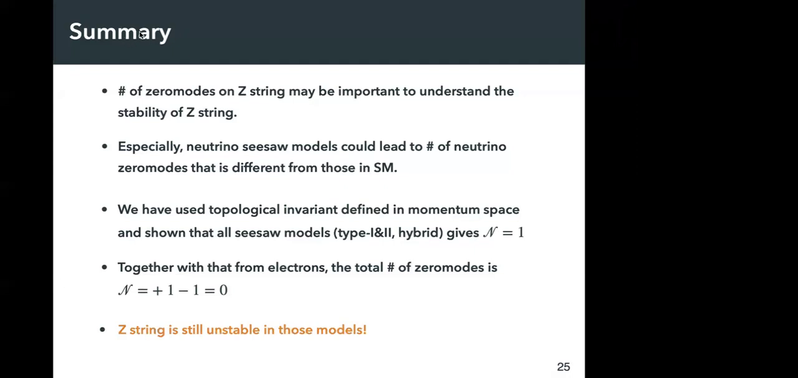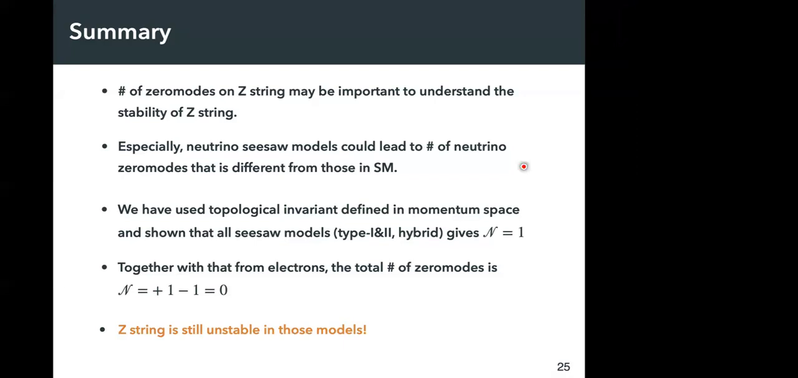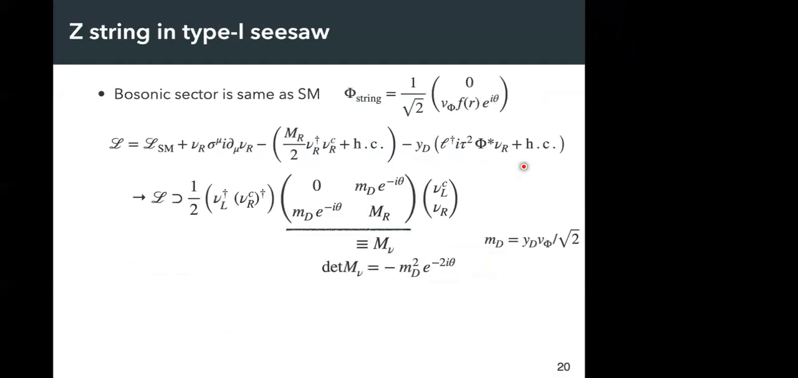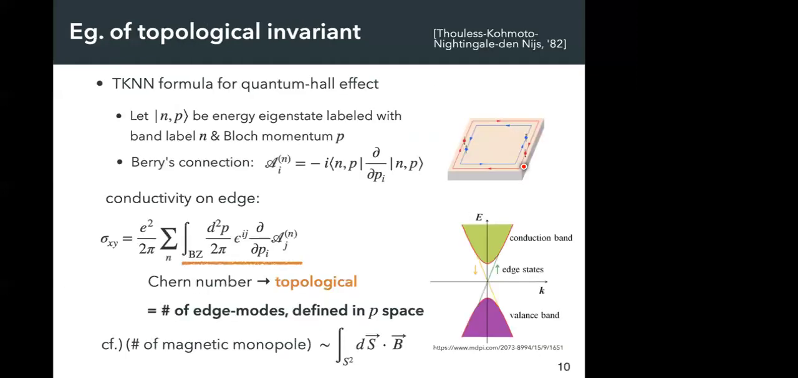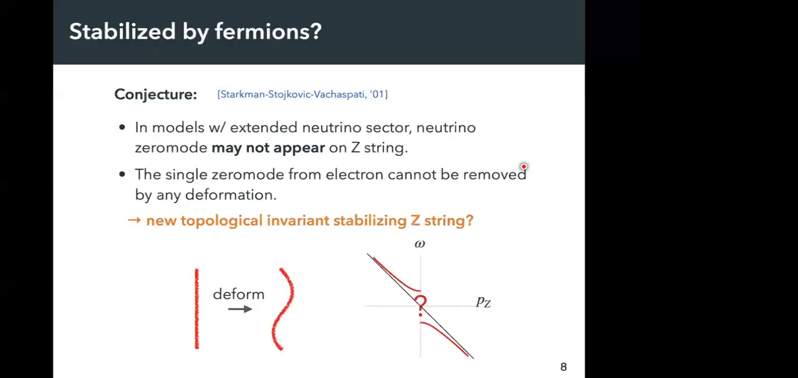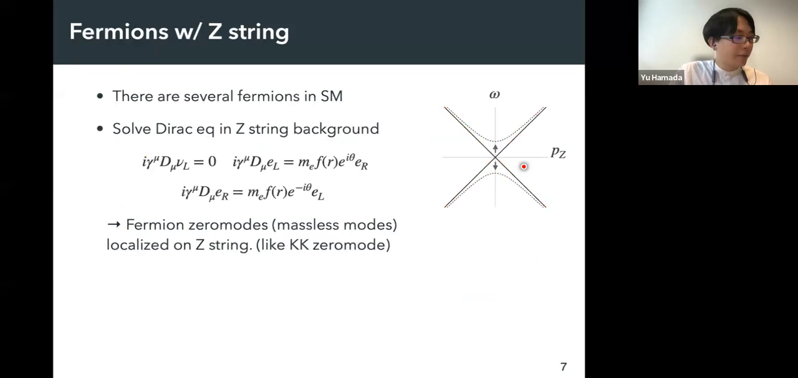You made a comment about the stability of the string related to the symmetry, not only the number of zero modes, right? Can we make a similar comment when we include the seesaw model? You already discussed the number of degrees of freedom, right? Okay, I see. That's a very good point.